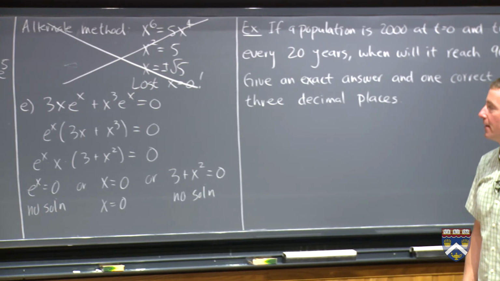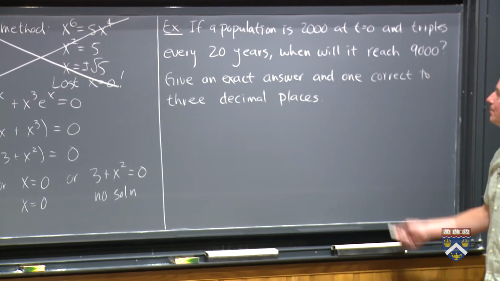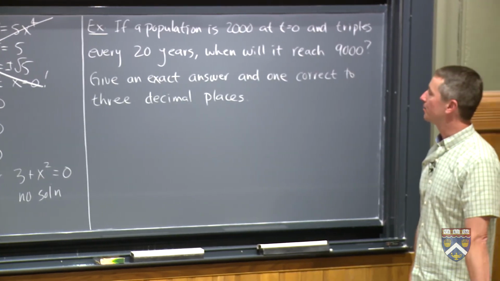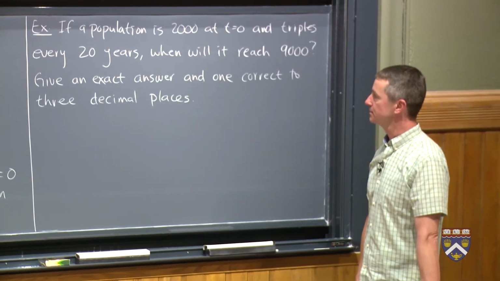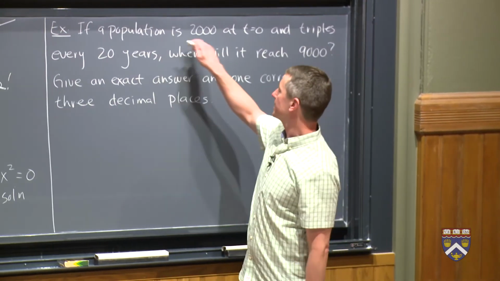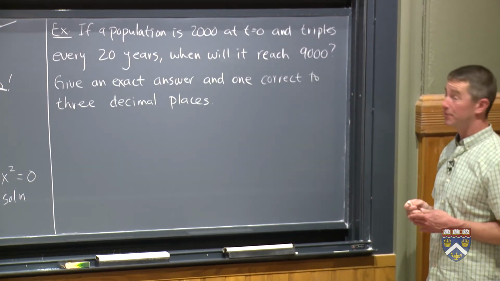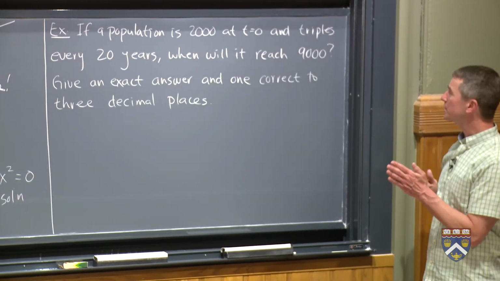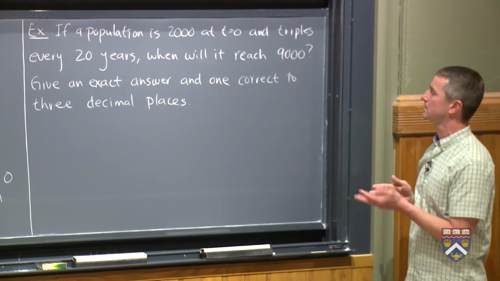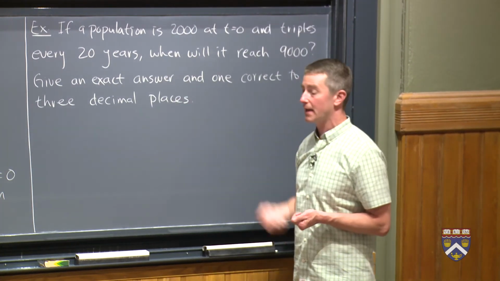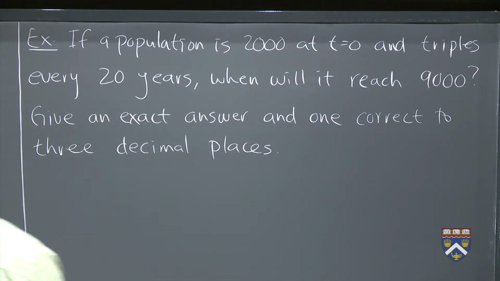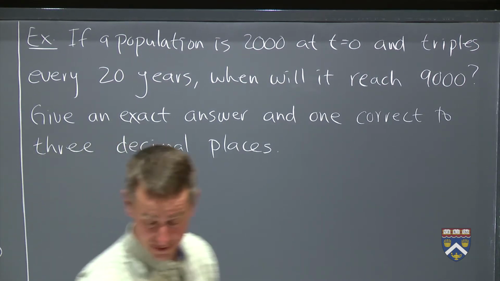But as we've talked about last time, we also want to be able to solve word problems and apply our functions. So suppose that we have a population that starts at time 0 and is 2,000, and it triples every 20 years. We'd like to figure out when it's going to be 9,000. And here we're asked for an exact answer and one correct to 3 decimal places, meaning you'll finally get to use your calculator if you've been waiting to do that.